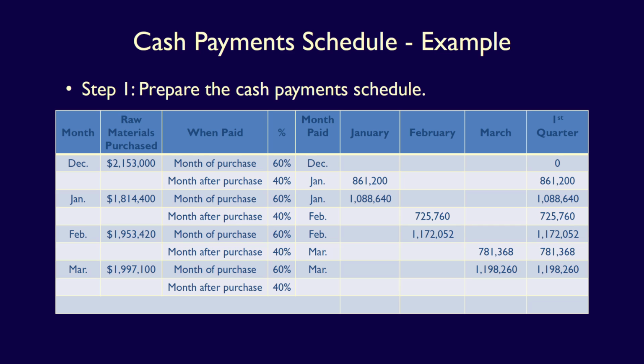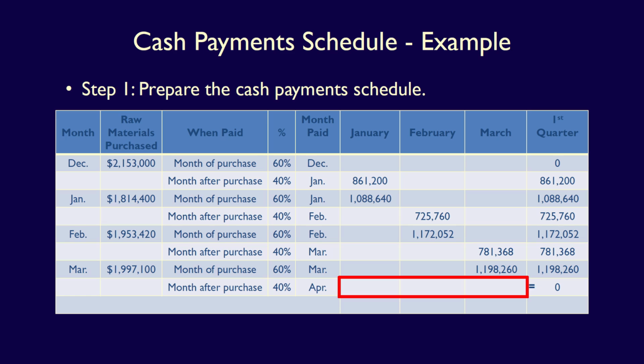Month and raw material purchases identical, so I don't copy it down. When paid, month after purchase, percentage 40%. Purchased in March, paid in the month after purchase, and the month after purchase is April, which is what we place in the month paid column. Do we need to do a calculation? Absolutely not. My budget is from January to March, so I'm not tracking April payments. This is outside of the budgeting period, so I don't do any calculations. This amount will show up in the second quarter budget. First quarter total for this row, 0 plus 0 plus 0 is equal to 0.